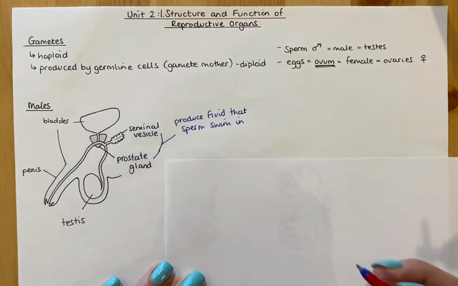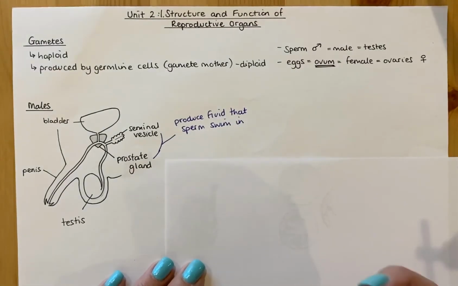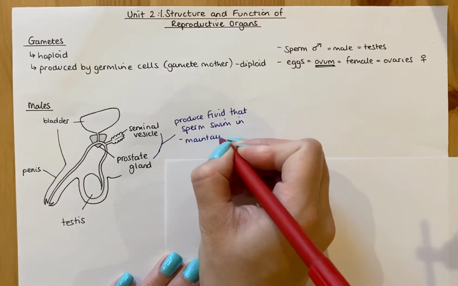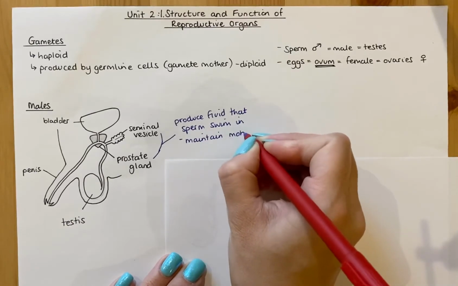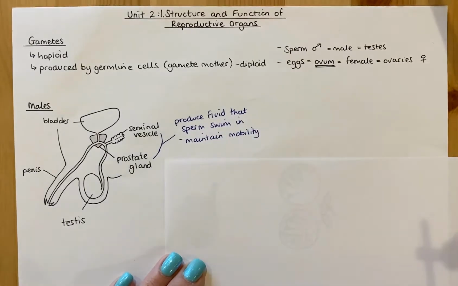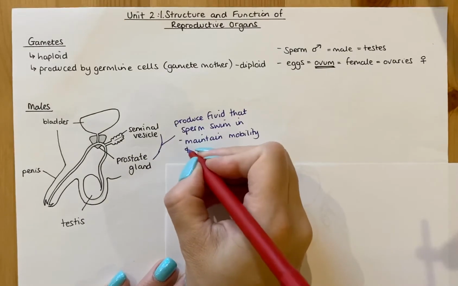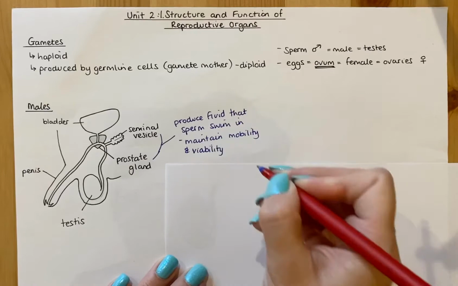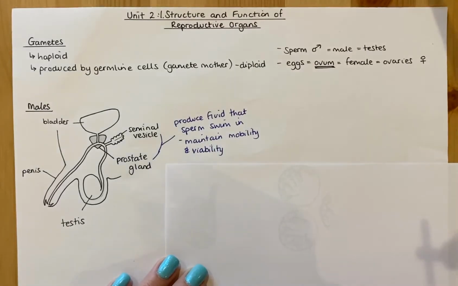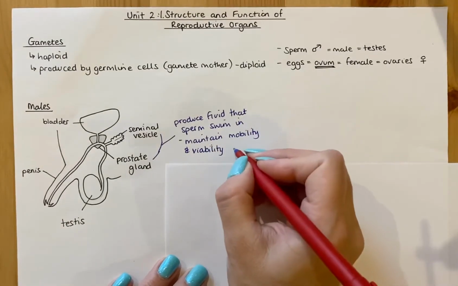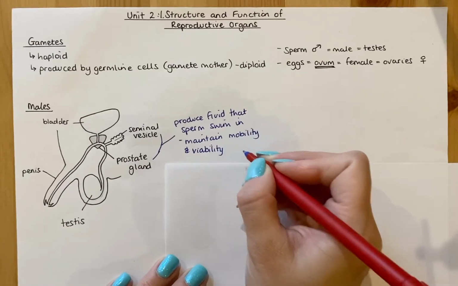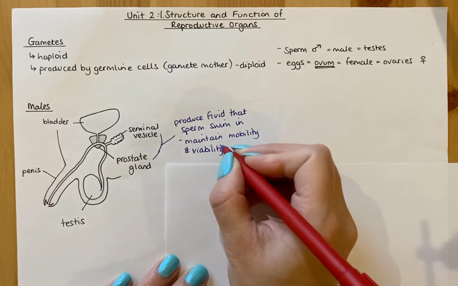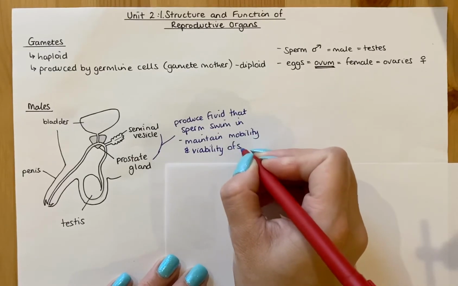Now there are 2 main functions of that. So specifically the functions are to maintain, 1, the mobility. Now mobility means how well they can move. And then 2, the viability. So the condition and how well they can move, and whether they can move fast enough. So viability is how well they can cope, and mobility is how fast they can move. So they maintain the mobility and viability of sperm.